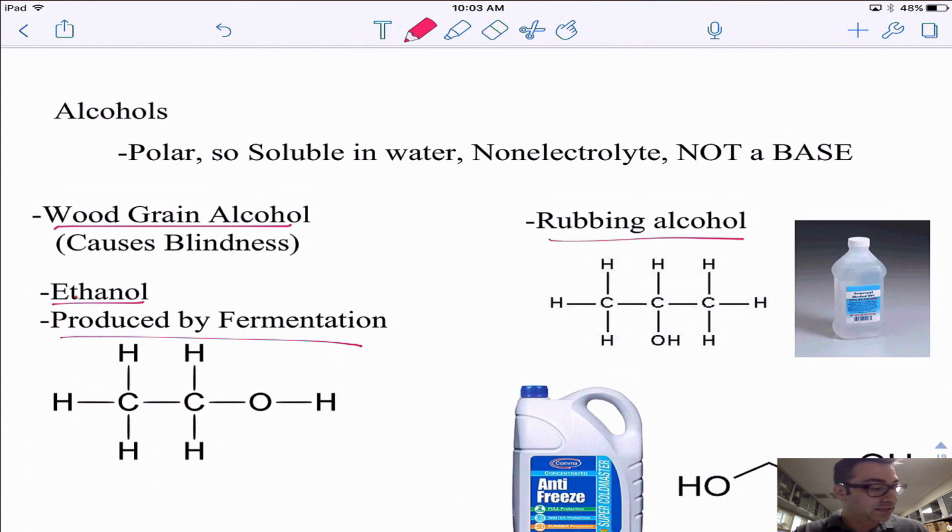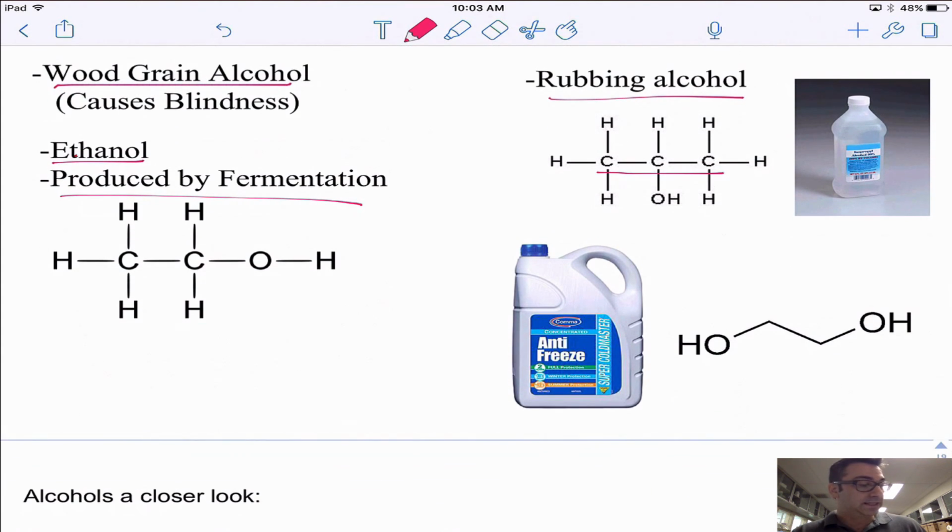Rubbing alcohol is actually propanol, or isopropanol, or 2-propanol. This is the stuff used as an antiseptic. This is ethylene glycol, and this is the condensed skeletal structure. It actually looks like this. It's a glycol. It has 2 OHs. And so this is used as antifreeze.